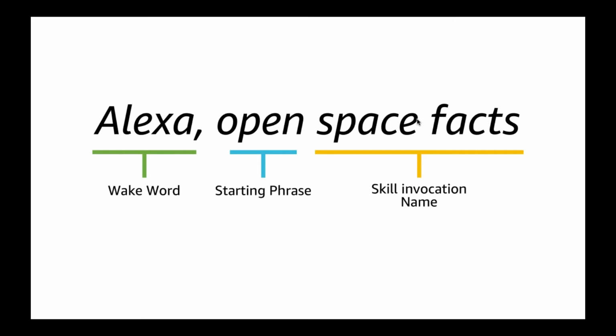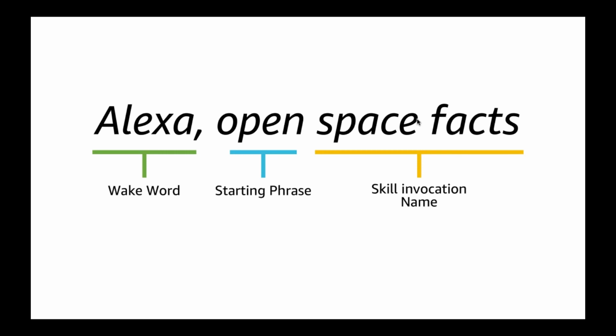So what we will do is we will create a skill for facts. It will be a very simple skill. It'll just give you a random fact about something. So the way we will do that is by saying "Alexa, open space facts," for example, where Alexa is really the wake word. So if you want to ask Alexa to do something, you say the wake word, which is Alexa. And at that point, the microphone opens up and it starts listening to what you want her to do.